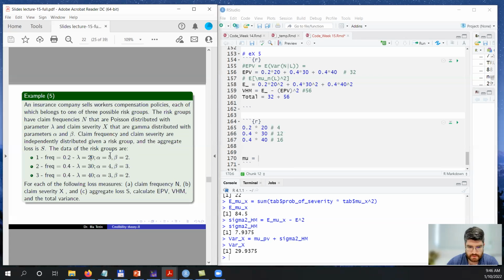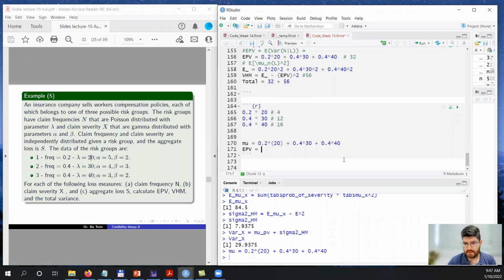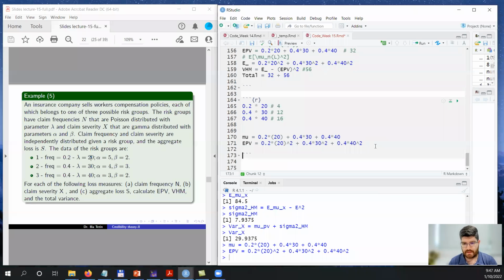According to our information, mu is just a combination of the frequency times lambda. So our mu will be 0.2 times 20 plus 0.4 times 30 plus 0.4 times 40. So this one is mu, and our EPV, the thing which we are going to calculate, is 0.2 times the same kind of calculations, but with the squared components, 30 squared and 40 squared. This will be the EPV.